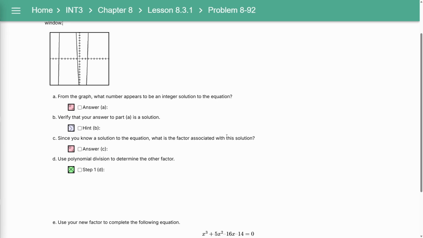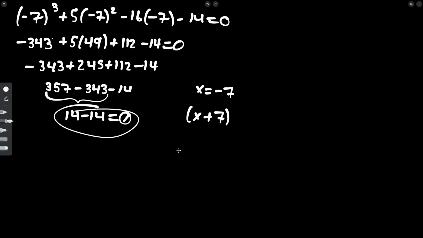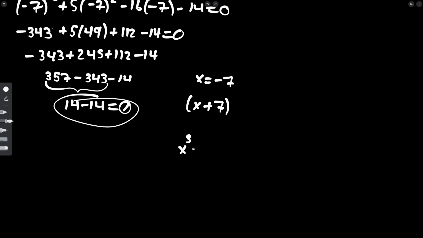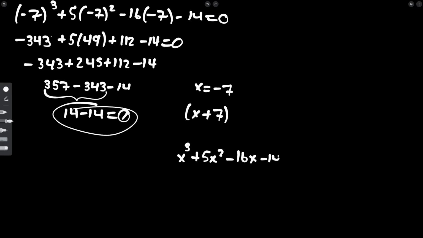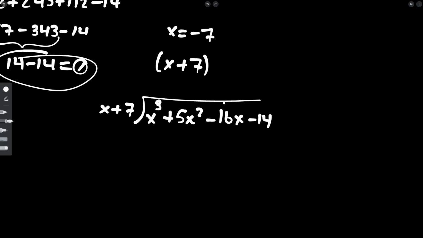Finally, for part D, use polynomial division to determine the other factor. So we write this again. We have x cubed plus 5x squared minus 16x minus 14, and we're dividing this by x plus 7. There is polynomial division. So now we're trying to get this first term to match this first term. And for that, you need to multiply this by x squared.